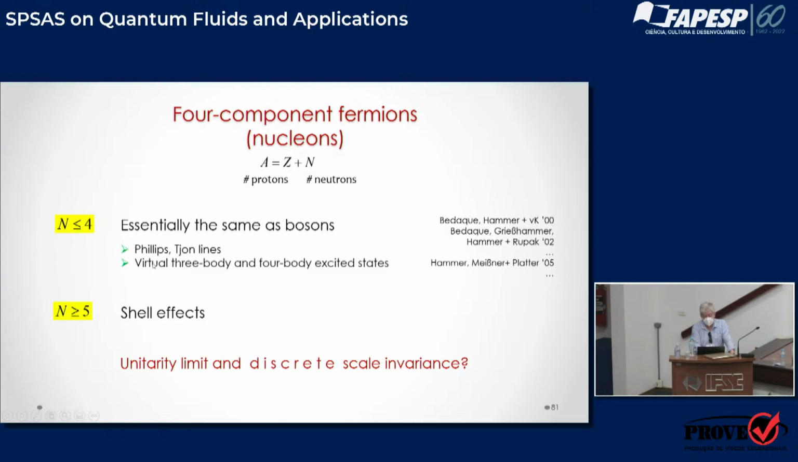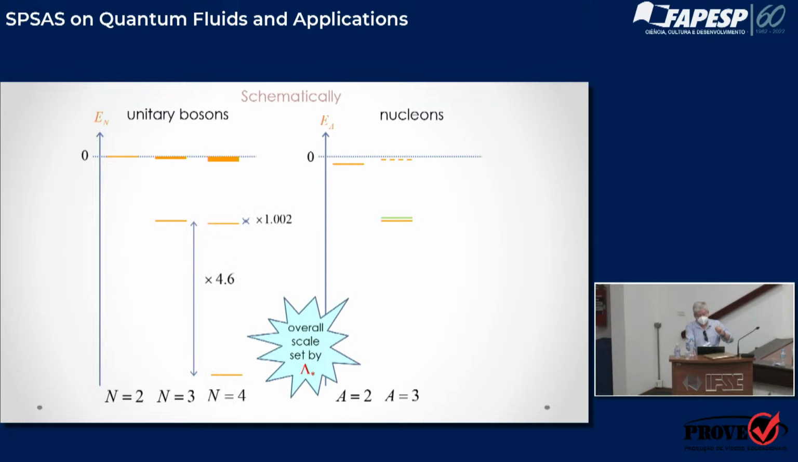There are also virtual three-body, four-body excited states that we could discuss. So essentially the same. But the big difference, of course, becomes when you go to 5 or more, because now the Pauli principle will play a role. So what I think is the most interesting part of this is to understand what are the effects of the unitarity limit and therefore discrete scale invariance once we go beyond 4. So let me sort of just sketch this.